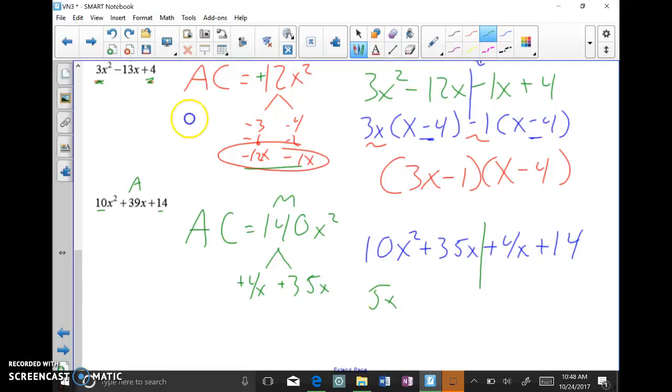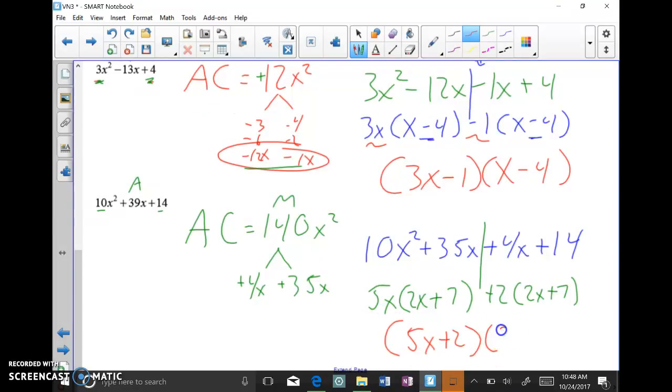Okay, so do this real quick. Divide everything by 5x, left with 2x plus 7. Here I could take out just a 2, divide both these by 2, left with 2x plus 7. So the final answer then is a combination of this, group together the GCFs 5x plus 2 and the common quotient 2x plus 7.